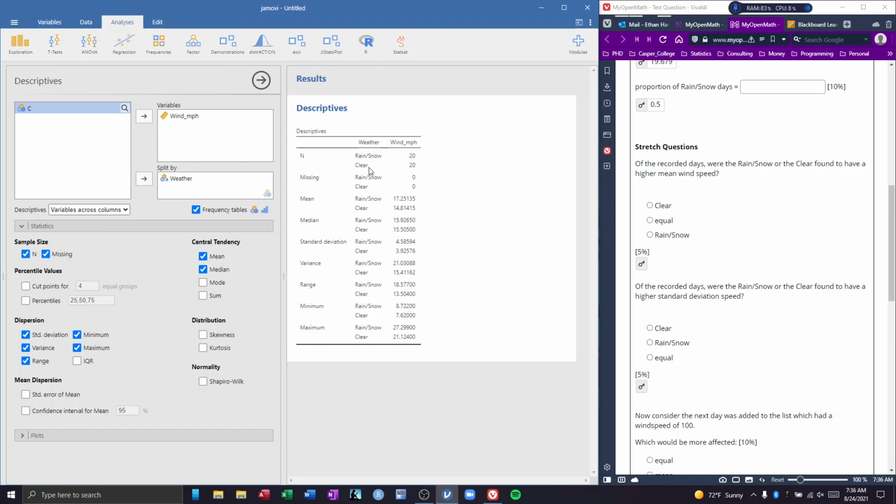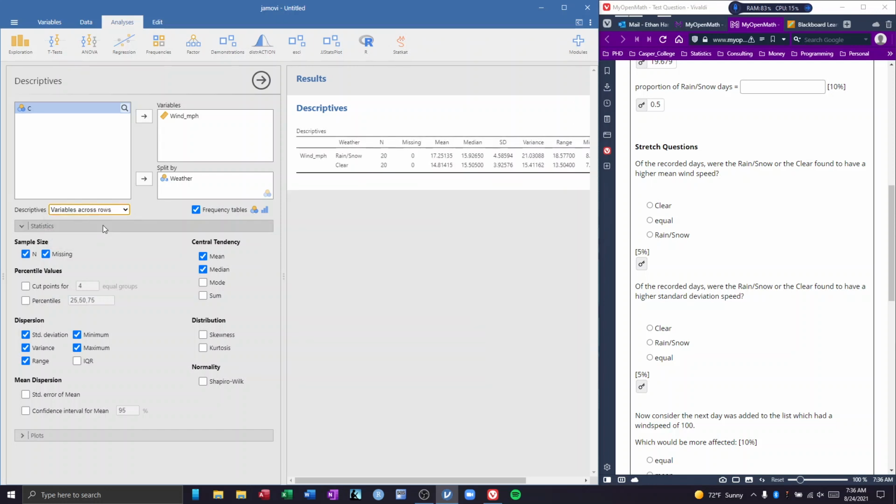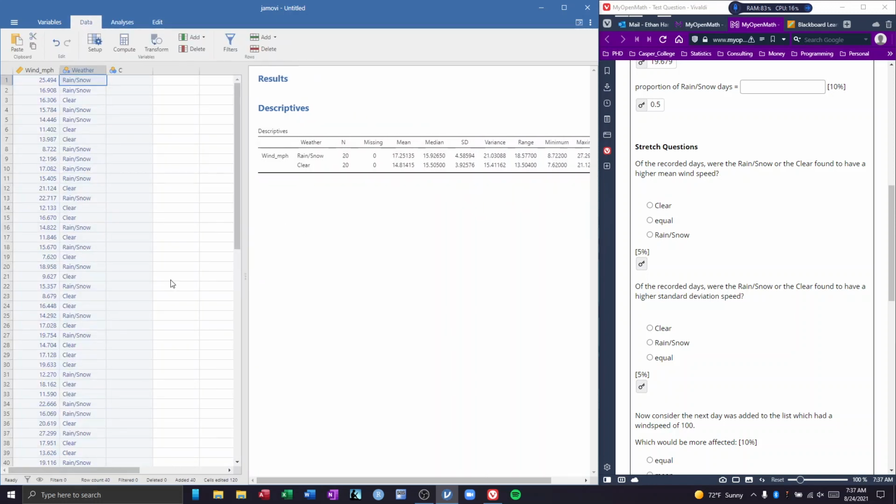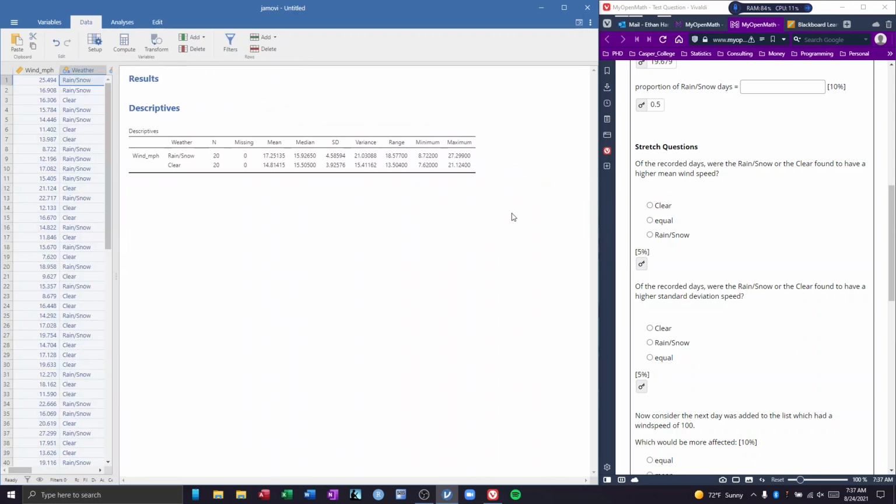Now we can compare the different groups, if you want to compare the means, the medians, or whatever. So this is one output that you can see, with the variables across the columns. I actually like variables across the rows a little bit better because I think it's easier to see. So let's go back to the data and see what we've got.